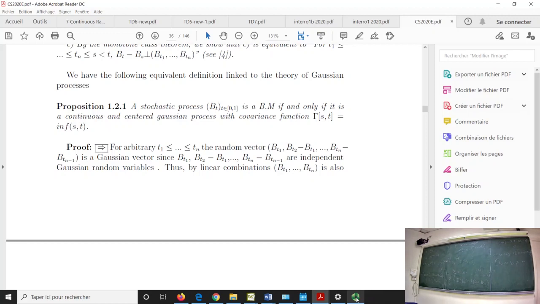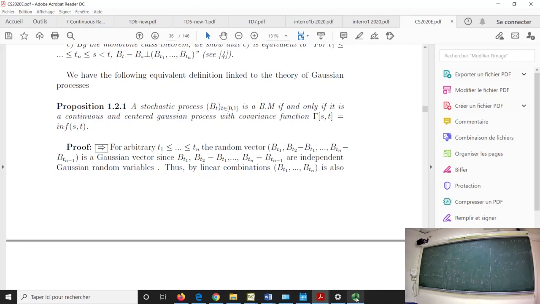Or what is the product of the indicator function? It's the indicator function of the intersection. And what is the intersection in this case? It depends on the smaller one, but in any case, this is the indicator function of 0, the minimum between t and s. At the end, I have the minimum between t and s. So I have proved that my Bt is a Gaussian process from this argument here.